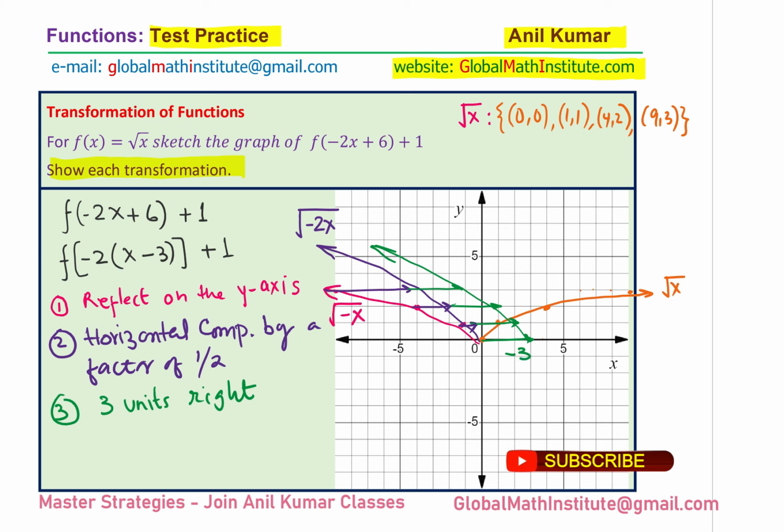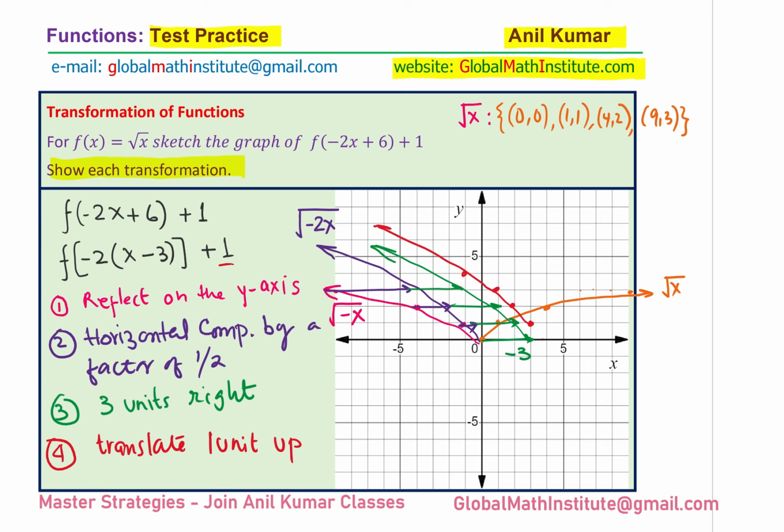And the last graph which we are going to draw is taking care of 1 up, right? So translate 1 unit up. So we translate 1 unit up, all these points go up now by 1 unit. And therefore, we have our final graph, which is kind of like this. You get the idea. So this coordinate point here is at 3, 1.